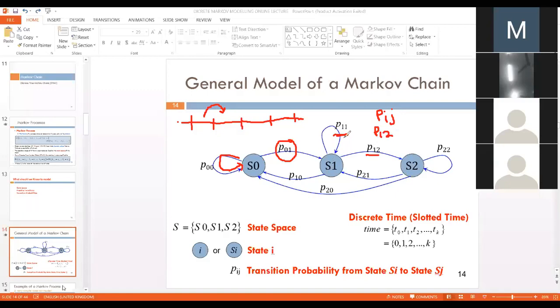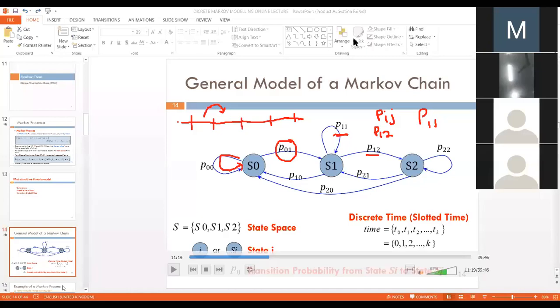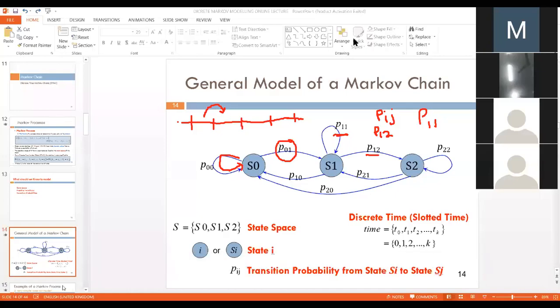If you are remaining in S1, then it will be P11, because you remained in the same what? In the same state. Okay, that is what this probability model is telling us. If there are any questions, please ask before we move on. Okay, so let's move on.